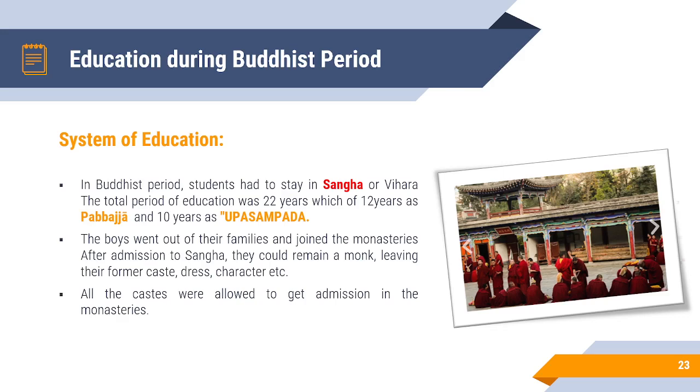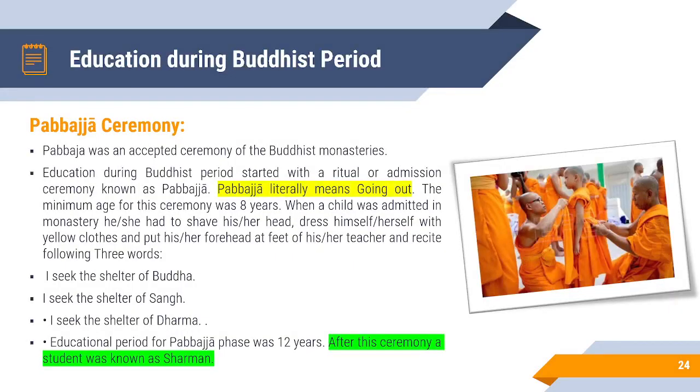After admission to the Sangha, they could remain a monk, leaving behind their former caste, race, character, etc. That means once a child gets admission in these monasteries, if they want to continue as a monk, they can, but if they don't, they can leave. All castes were allowed admission in the monasteries. There was no discrimination on the basis of caste. Everyone was equally valued and had equal rights. If they wanted to study, they could join these monasteries. Pabaja was an accepted ceremony of Buddhist monasteries.